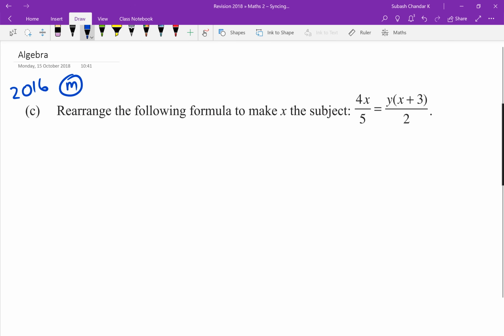Basically, they're asking for x by itself, and I've got a fraction here. I need to get rid of the fractions. I need to get rid of the 5 and 2 first. Now, because I got one fraction equals another fraction, what I could do is I could actually cross multiply. So when I cross multiply, I got 4x times 2. That's going to be 8x equals 5y times x plus 3.